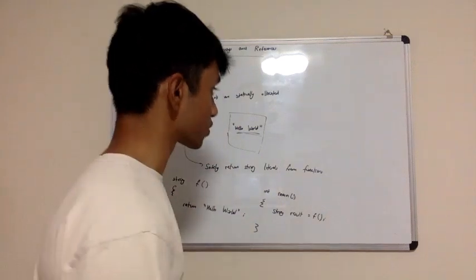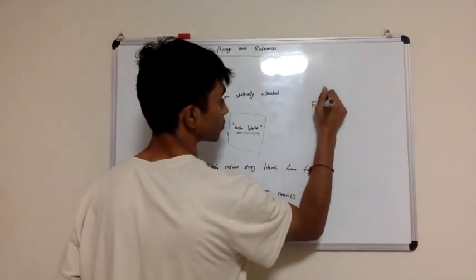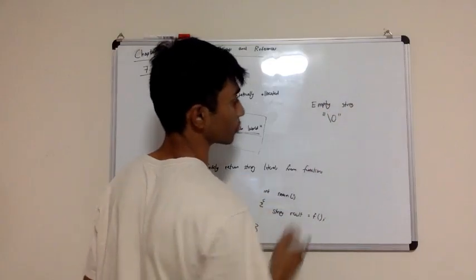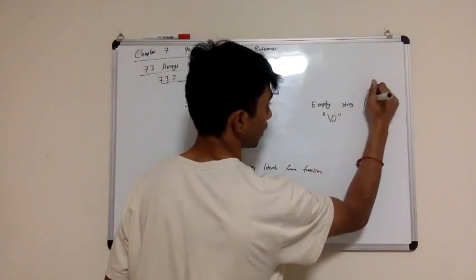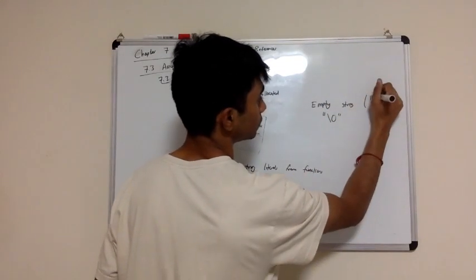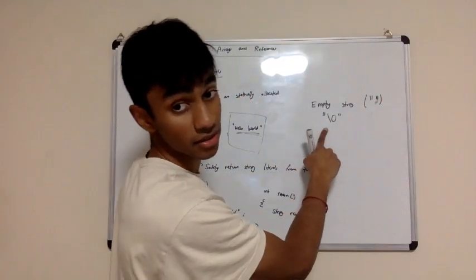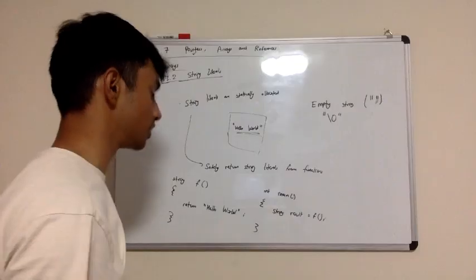The empty string, just for details, looks like this under the hood. We would write it as just two double quotes with nothing in them. If you were to write it in code, that's what it would look like, but in reality, it has a size of 1 because of the null terminator.